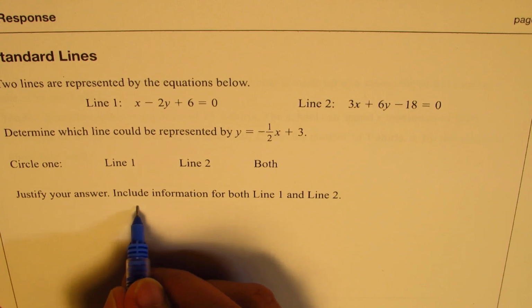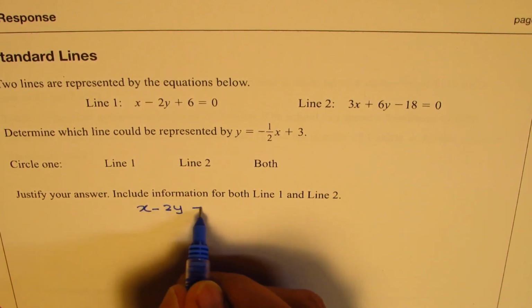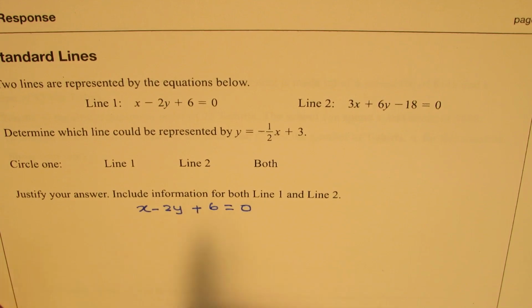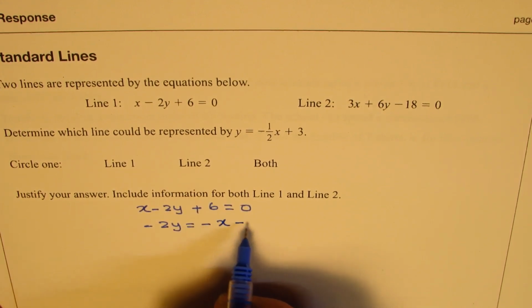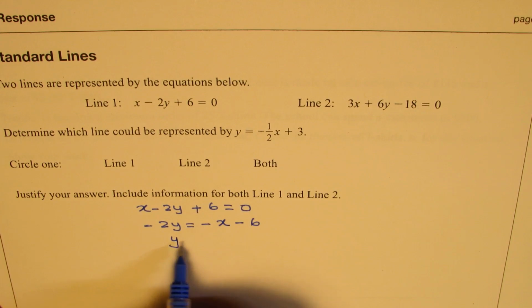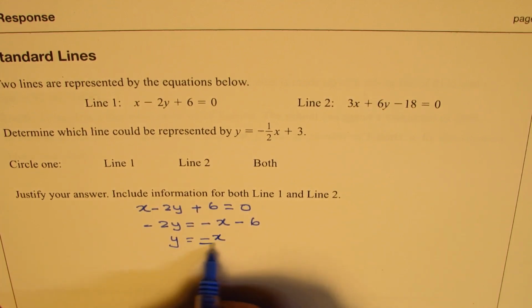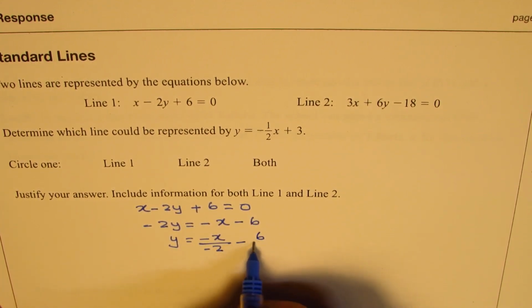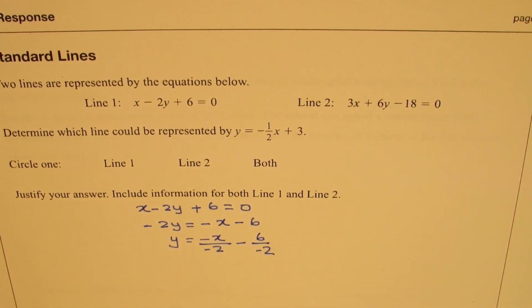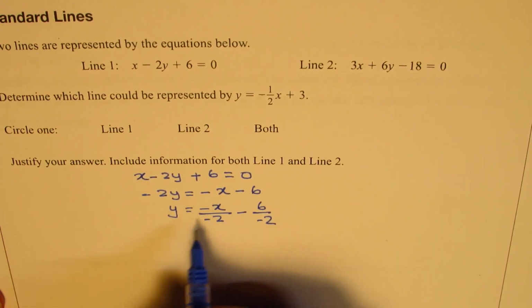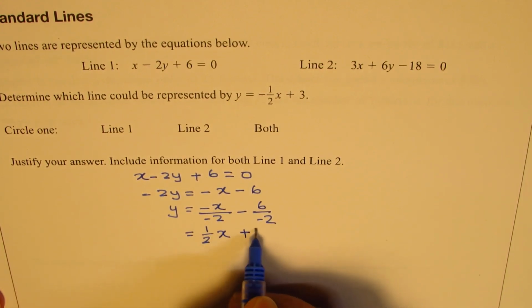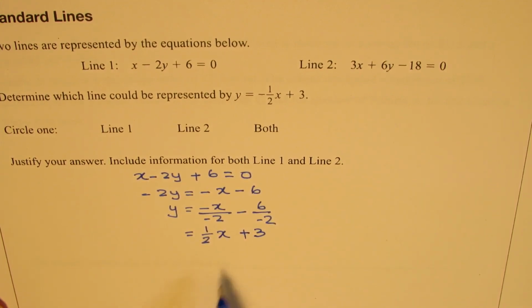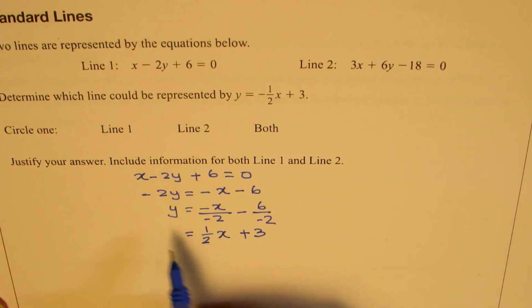So let's isolate. We have the first line as x minus 2y plus 6 equals 0. Now, we can take x and 6 to the other side. So we get minus 2y equals minus x minus 6. Now we'll divide by minus 2. So we get minus x divided by minus 2, minus 6 divided by minus 2. Now that gives you what? Well, minus and minus becomes plus, so we get half x here, and minus and minus becomes plus, and this is plus 3. So definitely this is not minus half x, so that is not correct.